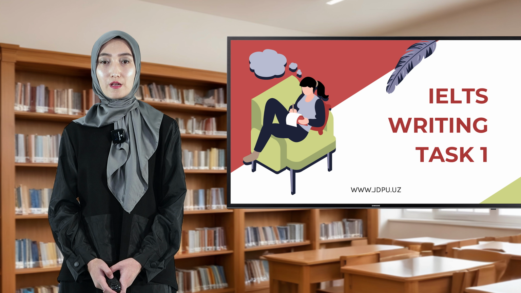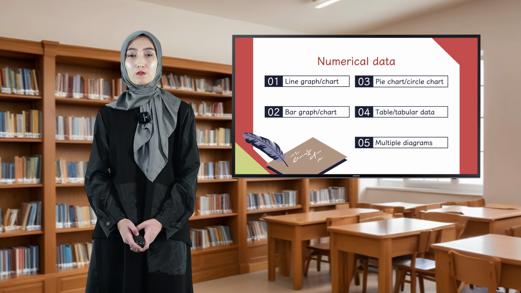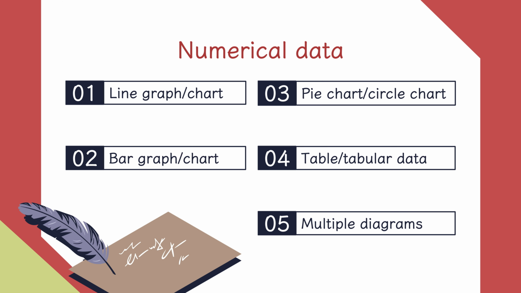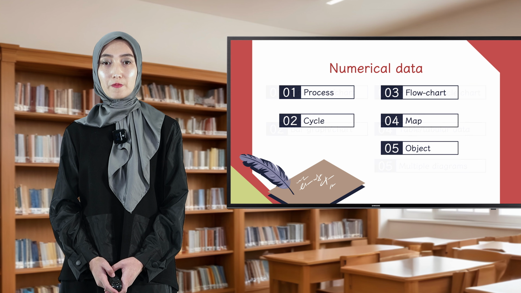During the exam you'll be given different diagrams, and the diagrams can be divided into mainly two groups: numerical data and pictorial data. Numerical data can include line graph, bar graph, pie chart, table, and multiple diagrams. Another name for pie chart is circle chart, and another name for table is tabular data. Pictorial data can include process, cycle, flow chart, map, and object.